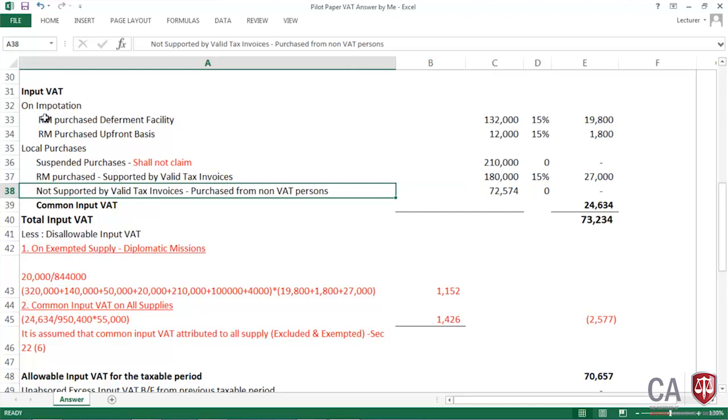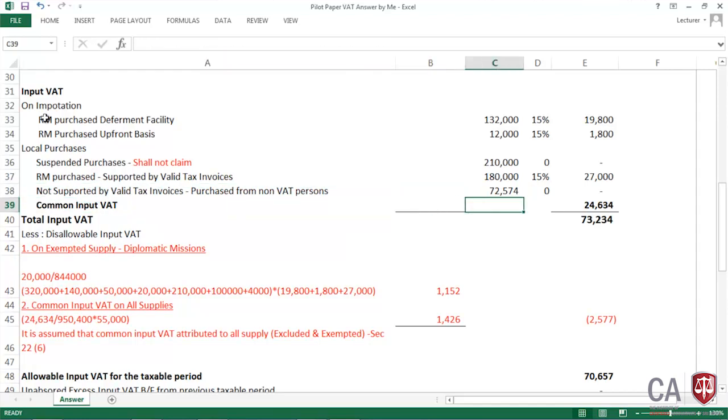Then common input VAT. See here in the question the value of the purchase has not been given, but the VAT component has been given, so I have directly taken the VAT component as the common input VAT. Since this common input VAT is attributable to all the supply, this has a major role in this question. If you have understood that part, then you can gain most of the marks. Then this is the total input VAT, which is a summation of all these items. Then less disallowable input VAT.